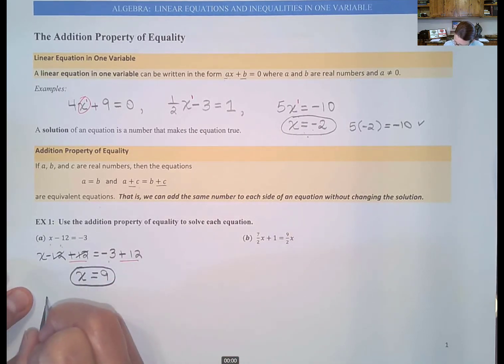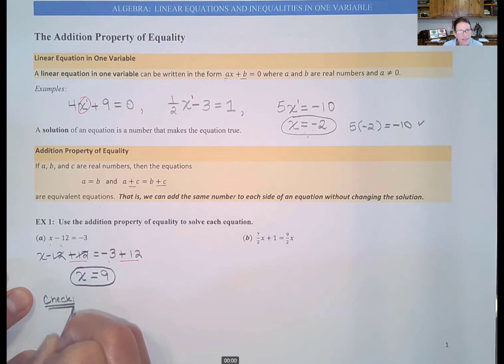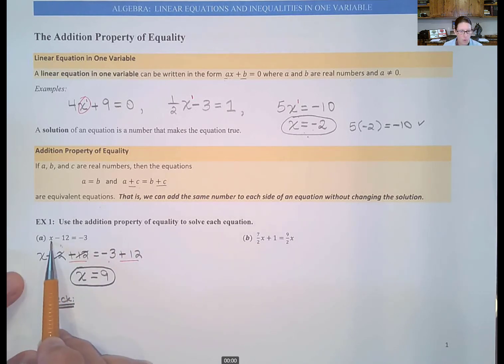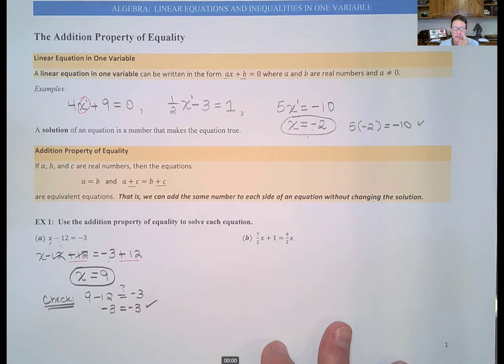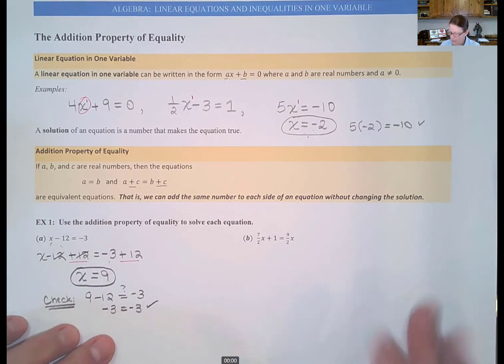Now, we can easily check this answer by substituting it into the original equation. Okay, if we replace x with 9, is 9 minus 12 really equal to -3? It sure is. -3 is -3, and that checks out because it's a true statement.